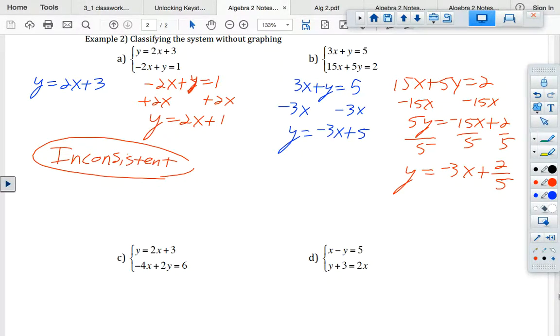All right. What do we know about our two equations? What about the slope? Same or different? Same. So it narrows down to two options. What about our y-intercept? Same or different? Different. So what does that mean it is? Inconsistent. All right. Do the next two. Pretty easy, right, Mary?